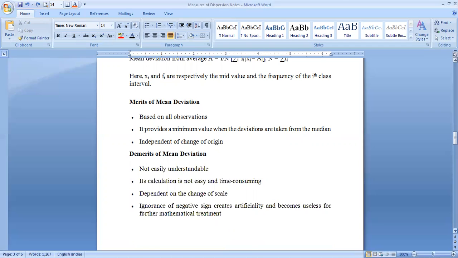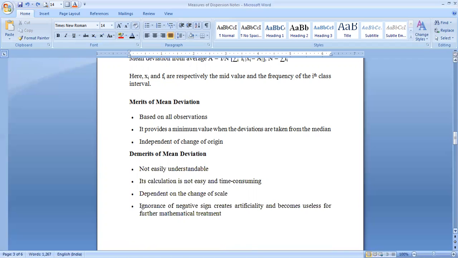Not easily understandable. So mean deviation is not very easy to understand. So it is a drawback because there is a complex formula, and its calculation is not easy and time consuming. So when we solve by the formula, the calculation will not be easy and it will take some time to calculate. So again, it's a drawback in the case of the mean deviation to calculate it, and dependent on the change of scale.